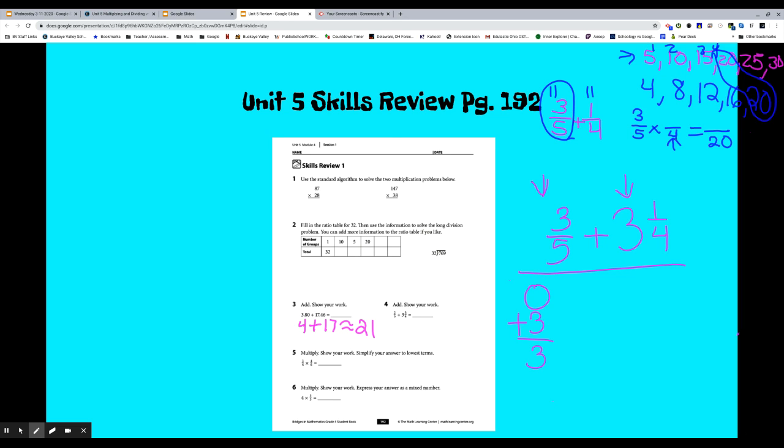And whatever we do to the bottom, we have to do to the top because fractions are just division problems. So my 4/4 is actually equal to a whole, 1 whole, and any number times 1 is going to be that number. So 3 times 4 is 12. So an equivalent fraction, a fraction that's equal to 3/5, is 12/20ths.